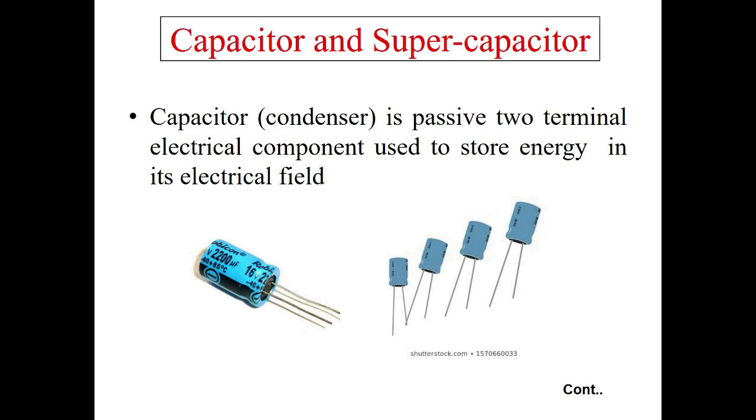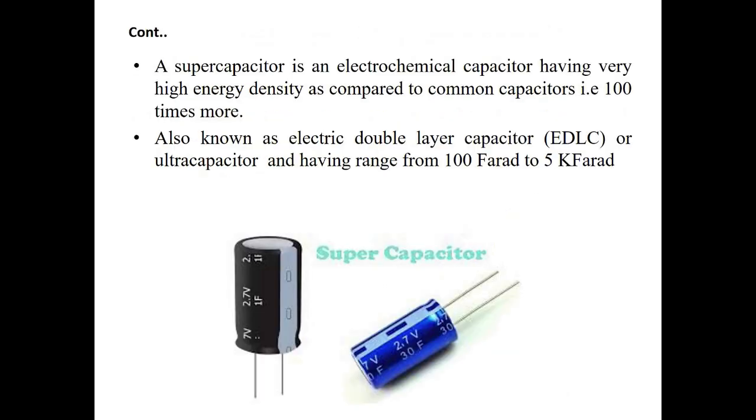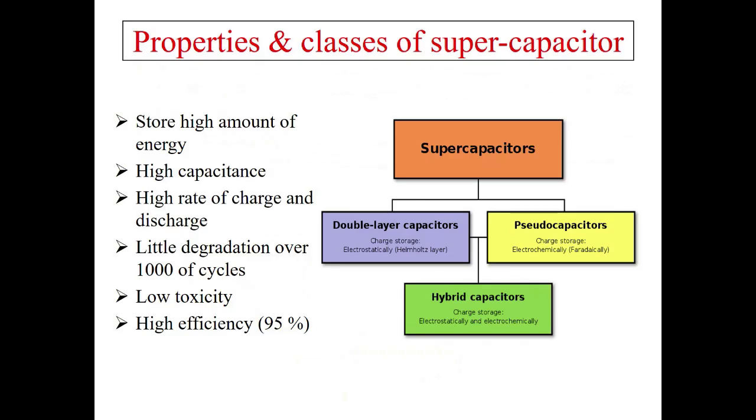Capacitor and supercapacitor application. A capacitor, previously known as a condenser, is a passive two-terminal electrical component used to store energy in its electrical field. A supercapacitor is an electrical capacitor having very high energy density as compared to a common capacitor, that is 100 times more, also known as an electrical double layer capacitor or ultracapacitor, and having a range from 100 farad to 5 kilofarad.